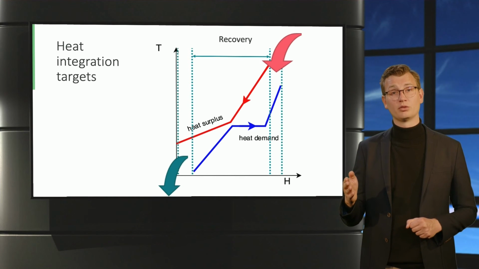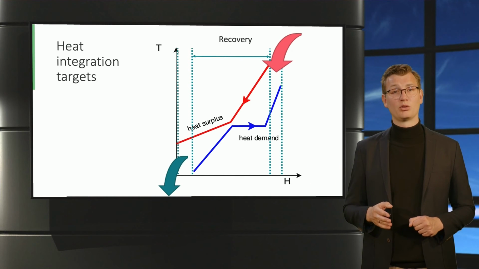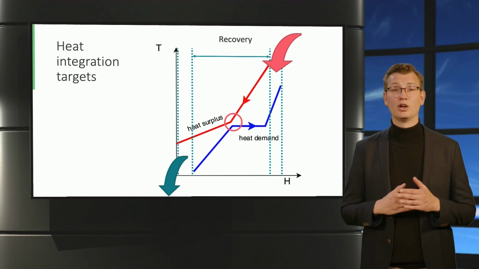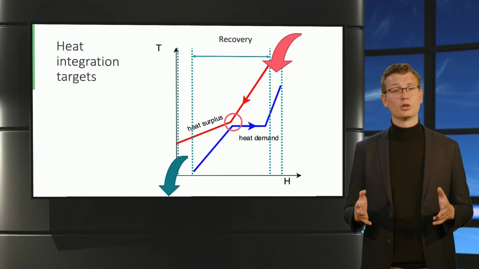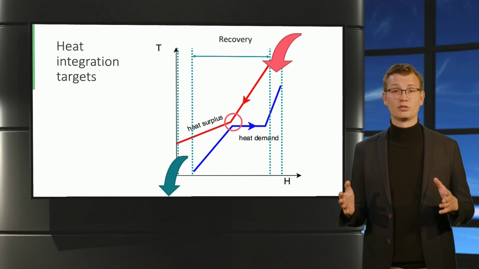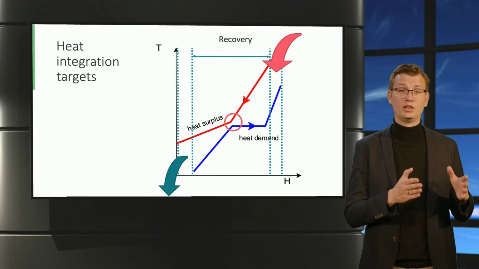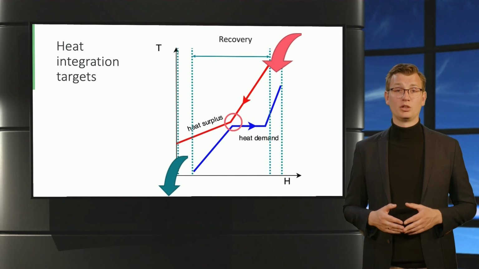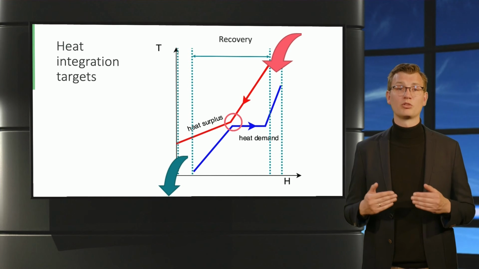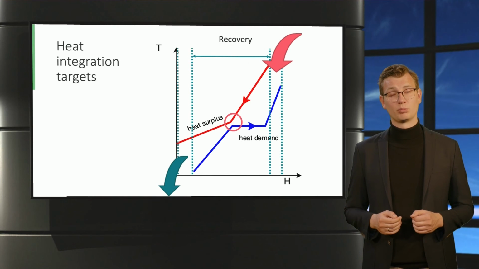Further integration of streams is limited by the so-called pinch point. The temperature difference between the hot and cold streams is at its minimum here. An even smaller difference will result in uneconomically large heat exchangers. There is a trade-off between the cost of heating and cooling and the material cost of the heat exchanger. And asking engineers about their assumed minimal temperature difference is hence a good place to start a discussion.